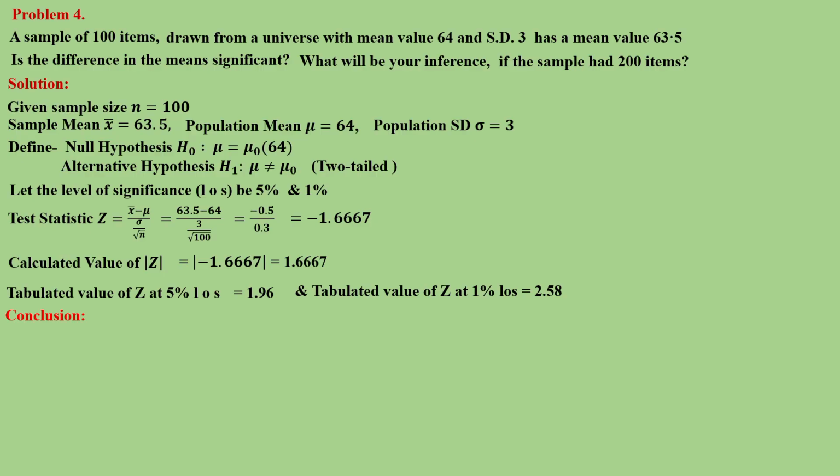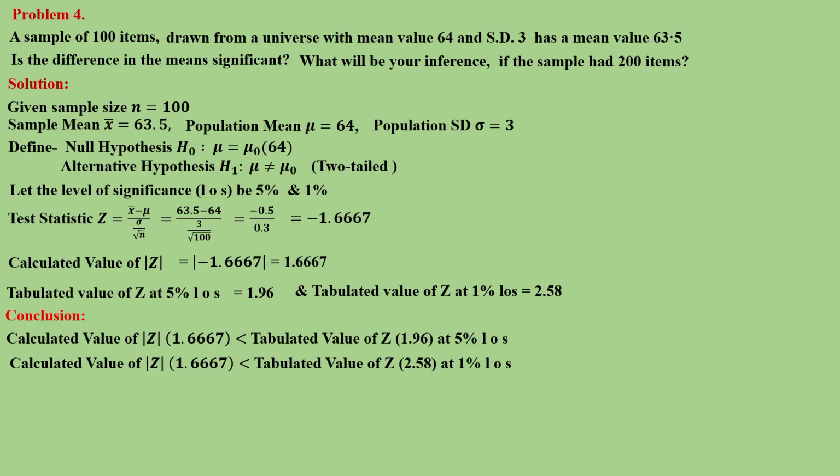Then we go to the conclusion, comparing the calculated value and the tabulated value. First at 5% level, the calculated value is less than the tabulated value, 1.667 less than 1.96. So in this case, H naught is accepted. That is, there is no significant difference between means. Then at 1% level, the calculated value 1.667 is definitely less than the tabulated value 2.58. So in this case also H naught is accepted. So there is no significant difference.